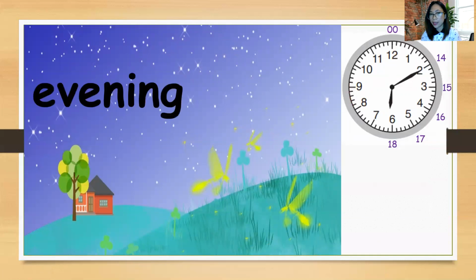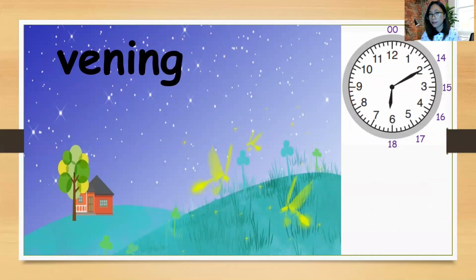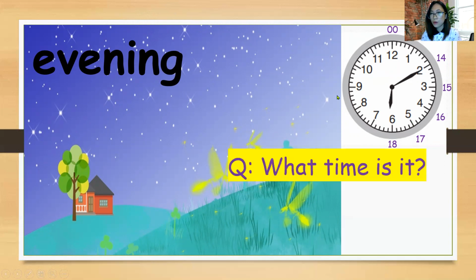Okay, look at the picture of the evening. And let's guess the time shown in the clock. What time is it? Let's have the format hour, minute, and hours.